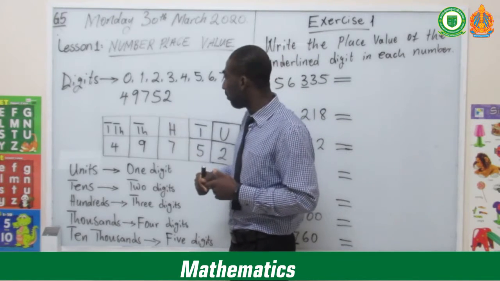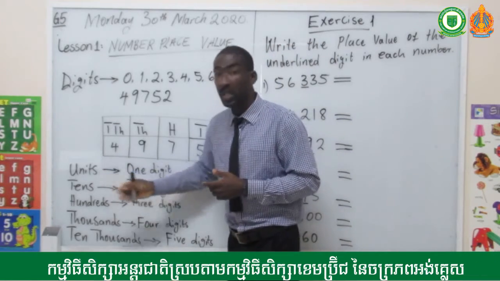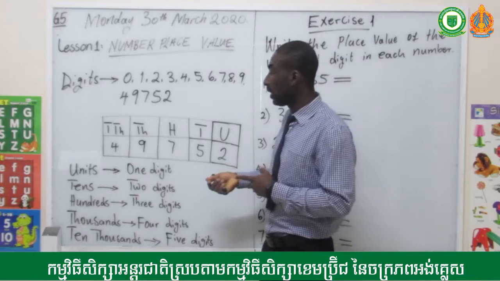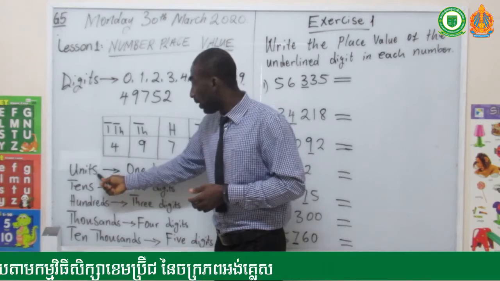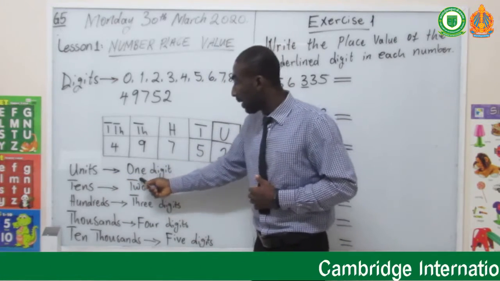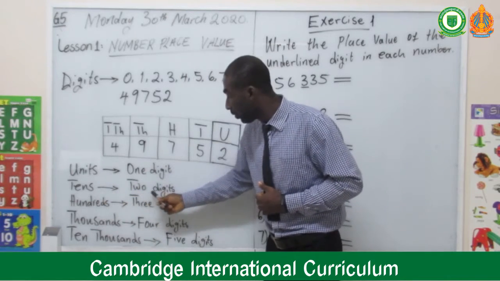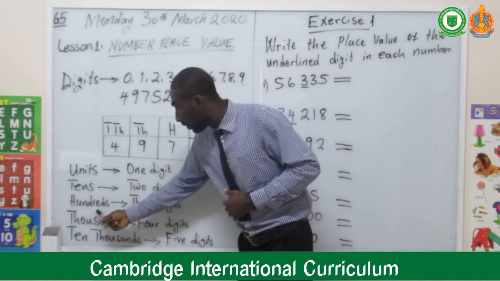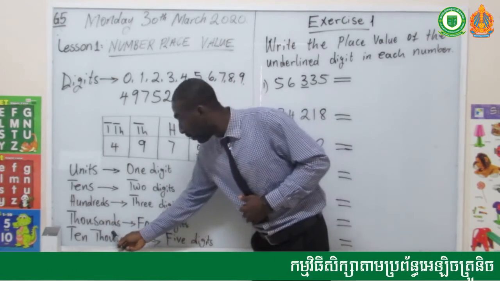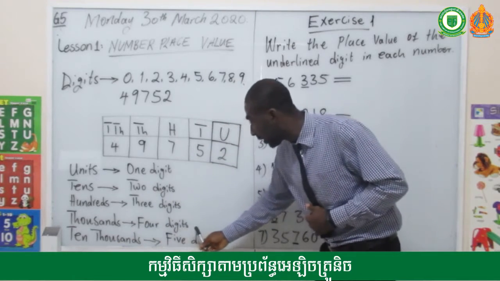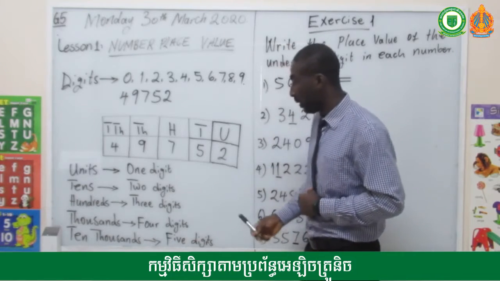Most of you might have been familiar with ones, but today we are using units. They are all the same. A unit and ones mean the same. So when we say unit, it means that we are talking about a one digit number. When we say tens, we are saying 2 digit numbers. When we say hundreds, we are talking about 3 digit numbers. When we say 1,000, we are saying 4 digit numbers. 10,000, we are saying 5 digit numbers.